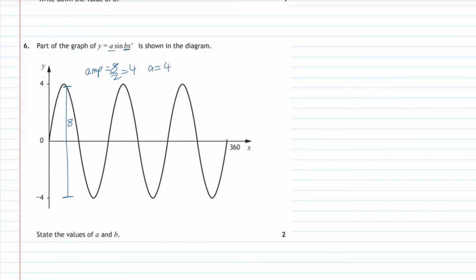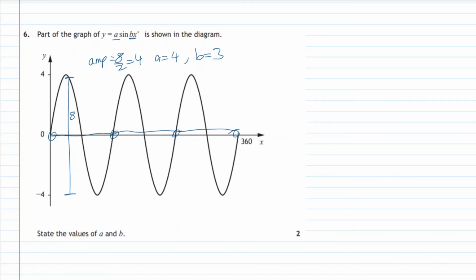And remember, B is how many waves there are between 0 and 360. And we can see that there's 1, 2, 3 waves between 0 and 360. That's 1 wave there, that's 2 waves, that's 3 waves. So B is 3. And that brings us to the end of this examples video.